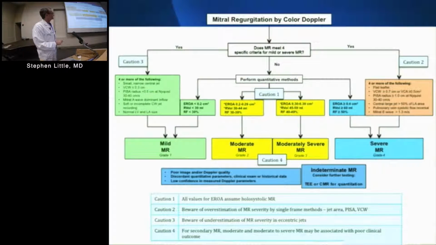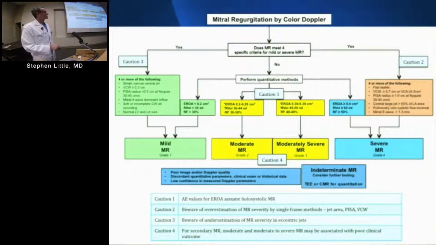And then you've got the quantitation, which is everything in the middle, looking at deriving an EROA, regurgitant volume, and regurgitant fraction. The final bins may change in their name a little bit. We end up with mild, moderate, moderately severe or moderate to severe, and severe.